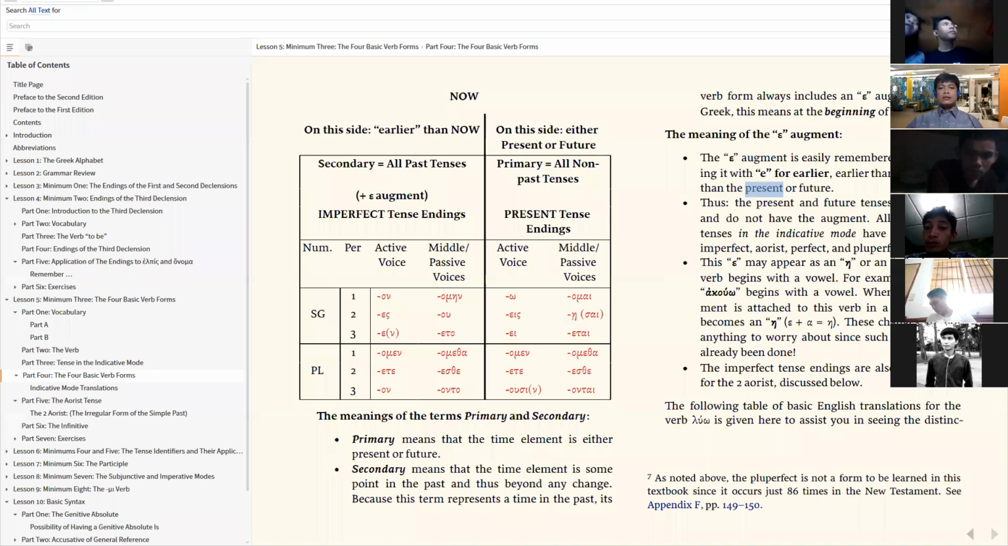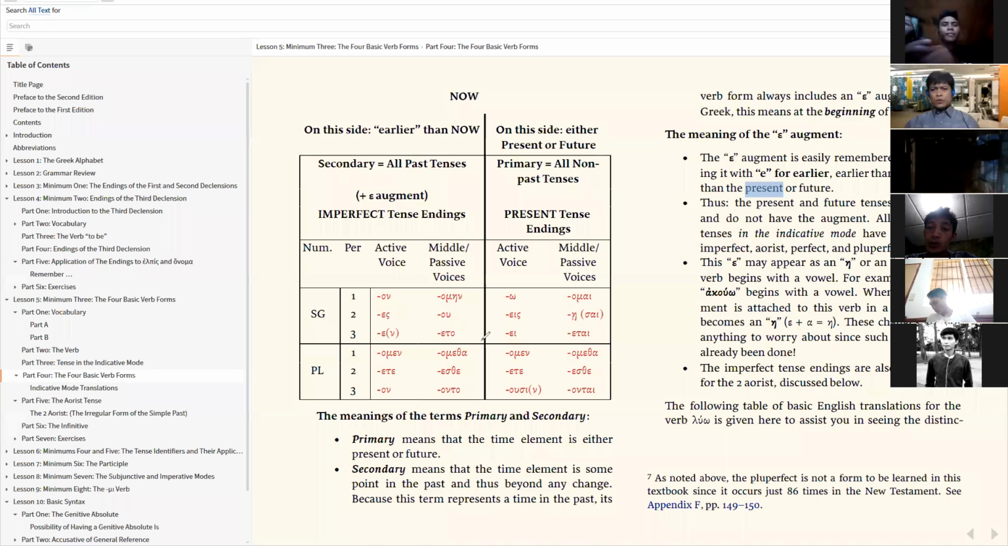Please don't forget the endings here. Luo, lueis, luei, luomen, luete, luousin. Luomai, luei, luetai, luometha, lueste, luontai. Then you go to the secondary. For the imperfect, you have eluon, eluees, eluen, eluomen, eluete, eluon. For the middle passive, eluomen, eluou, eluetu, eluometha, eluesthe, eluonto. All right, so that's how you're going to look at it.